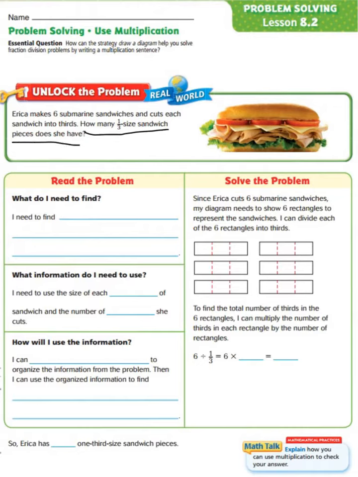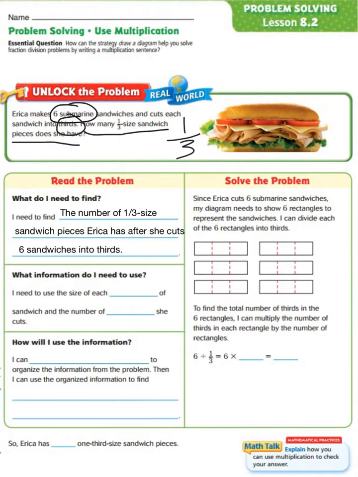Now let's look at some other key information. It says that she makes 6 submarine sandwiches and cuts each sandwich into thirds. We know that thirds is represented by the fraction 1/3. So let's begin by breaking the problem apart. So we've already read the problem, so now what is it that we need to find? We need to find the number of 1/3 size sandwich pieces Erica has after she cuts 6 sandwiches into thirds.